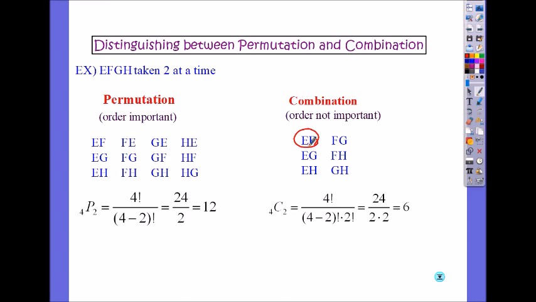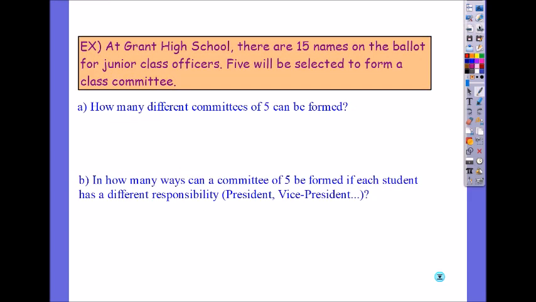Why? Because when you're choosing 2, you have to divide by 2 factorial again for combination. Do you guys see the difference between permutation and combination? Combination, order does not matter. Permutation, it does matter. So what about this one?